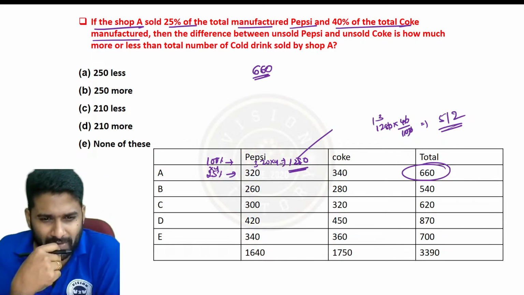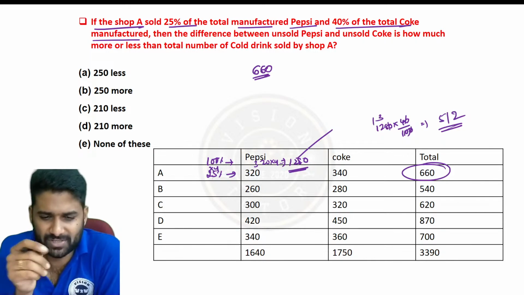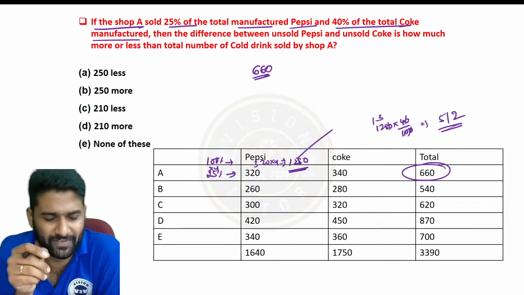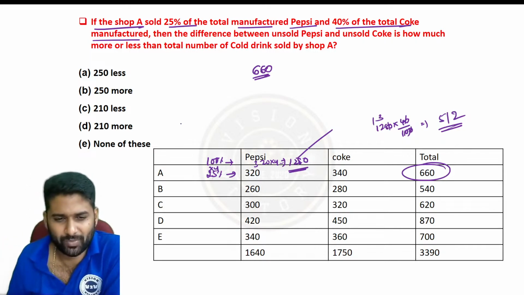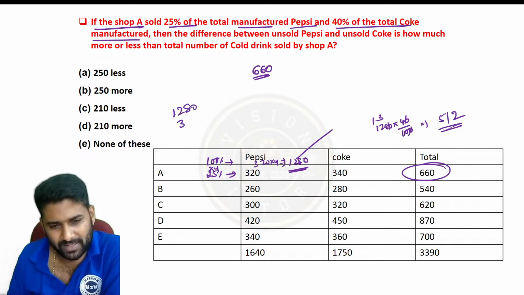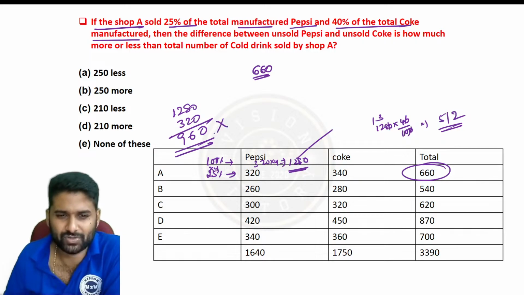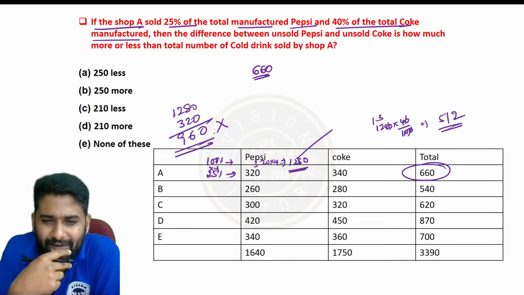So you already know how many Pepsis are sold by shop A: 320. Out of 100%, the total Pepsi manufactured is 1280. So 320 are sold. So how many are left? 1280 minus 320. 960 is unsold. Okay.